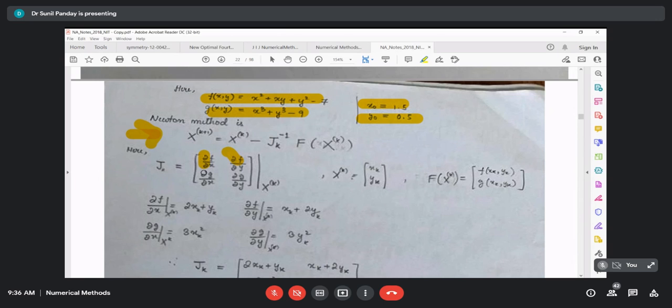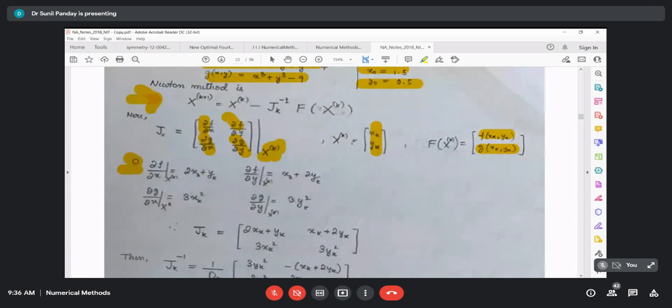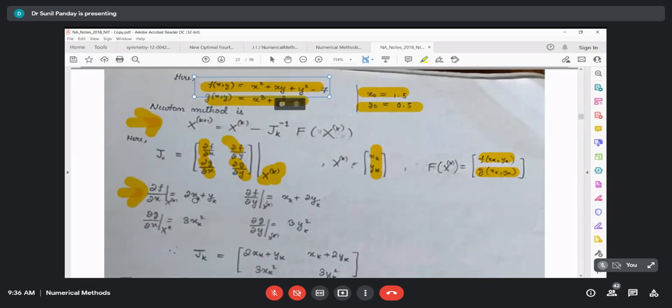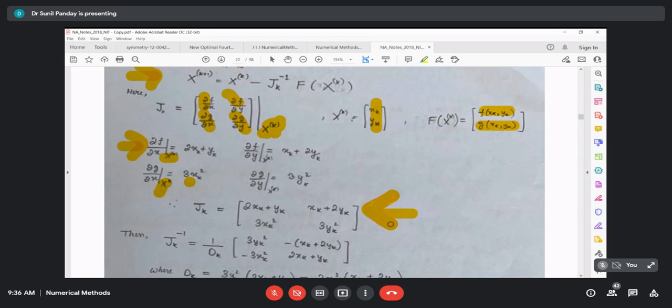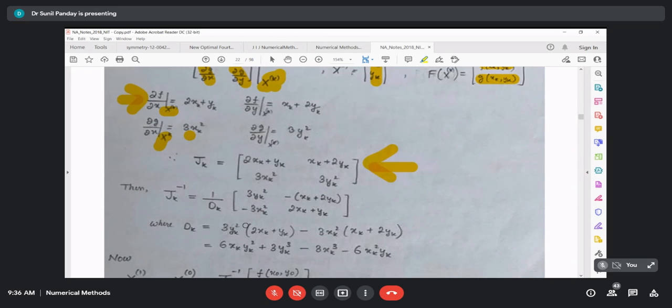Jk is the Jacobian matrix, so we have to calculate the partial derivatives of f with respect to x and y, and then evaluate at the point xk, yk. Then f of xk is the evaluation of the functions small f and g at the point xk, yk. So these are the partial derivatives of f with respect to x at the point xk. Similarly, the partial derivative of g with respect to x at the point xk. So we will get this one.